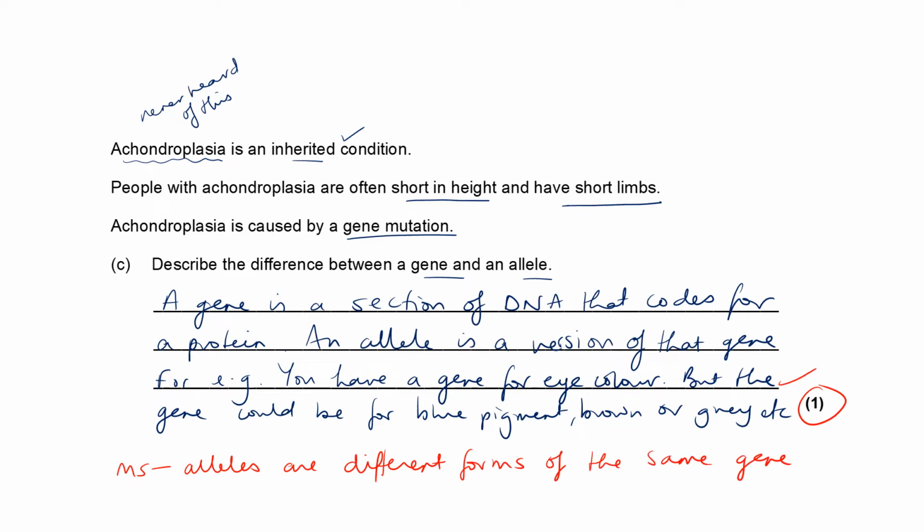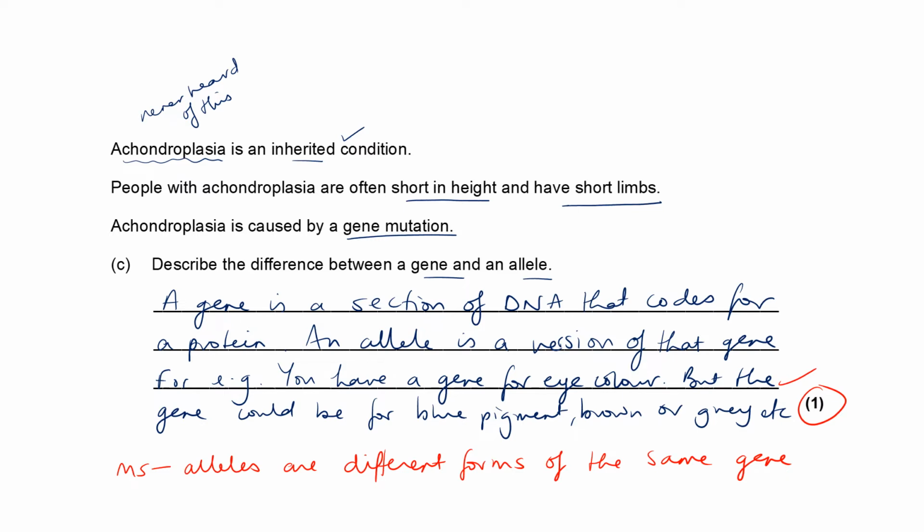When I've checked the mark scheme, it says alleles are different forms of the same gene. So that's the definition that they've gone by. So they've kept it very simple. That's the definition I would have had for an allele on its own, but it's because they said describe the difference between a gene and an allele, why I've gone a little bit into more detail.